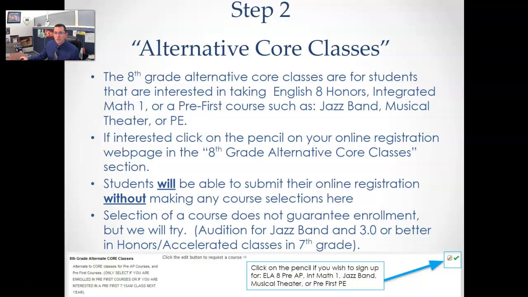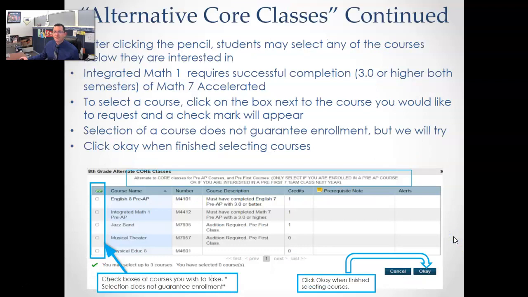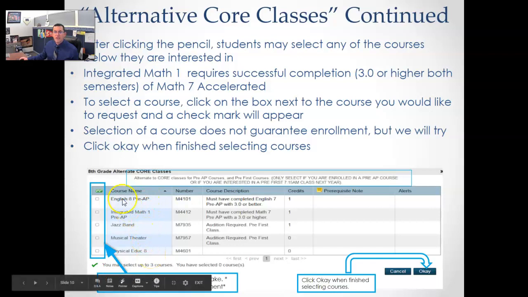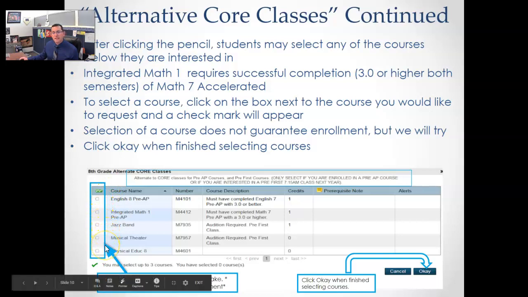You can submit your registration without making any changes to this page. If you're not interested in pre-first PE or alternative core classes, you can just click the pencil and move on. You won't have to make any changes to anything. Our alternative core classes include things like, once again, those English courses, the math course, jazz band, musical theater, and PE. You may click on the boxes to select the ones that you have interest in. Once you've completed that part, please click OK.